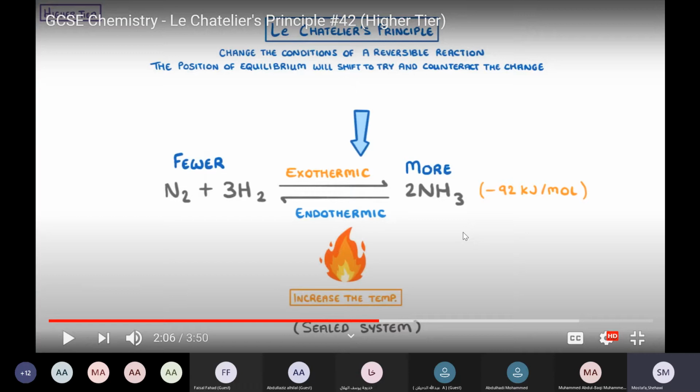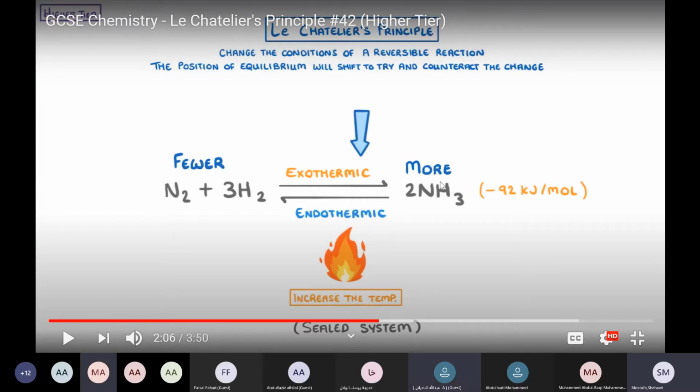Again, I heat it up. So the reaction has to make the opposite. It has to counteract my change. So you have two directions. You have exothermic, this direction adds more energy, adds more heat, and endothermic consumes heat. So what is the direction that will contradict or counteract the heat that I'm adding, the increasing of temperature that I'm applying right now to the system?